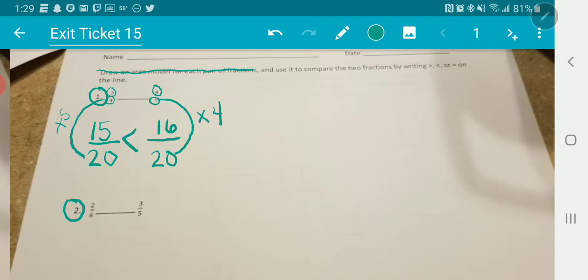So your sign should have looked like this, which is a less than sign, because this reads 15 over 20 is less than 16 over 20. And we know that that alligator mouth is always open to the bigger fraction. And you should have also made that sign up on the line as well. So if you have any corrections to make on your exit ticket, you can pause it now and fix your work.